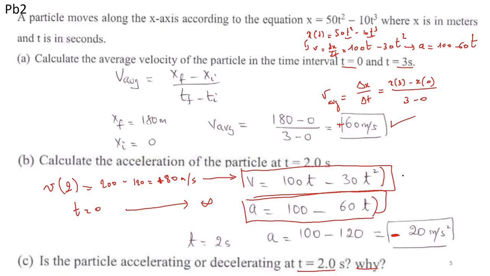If both of them are positive, I'm accelerating. If both of them are negative, I'm accelerating. If they have opposite signs, I'm decelerating. As I said in class, the product av should be positive for me to accelerate. If the product av is negative, it means I am decelerating. Now this will depend on which time.